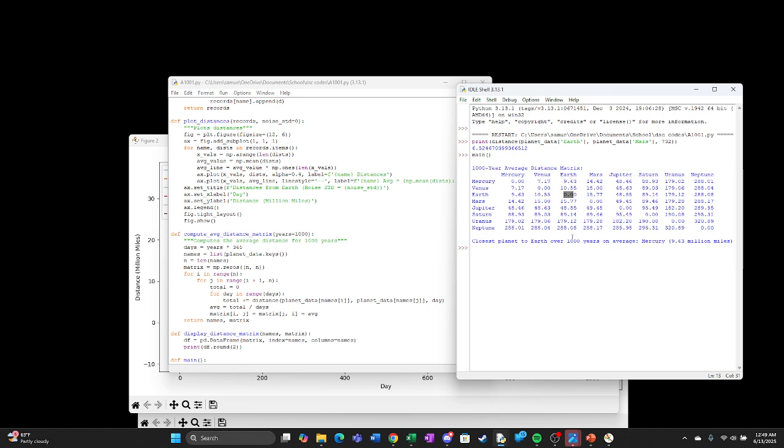The closest planet to Earth on average over the 1,000 years is Mercury at 9.6 million miles, which is to be expected.